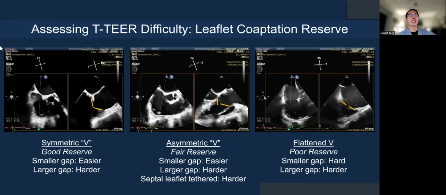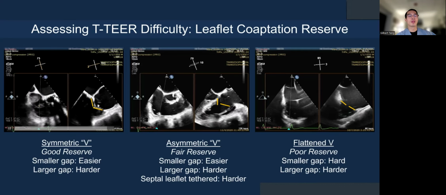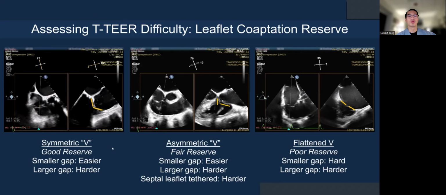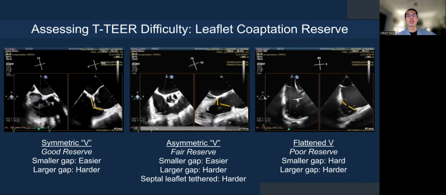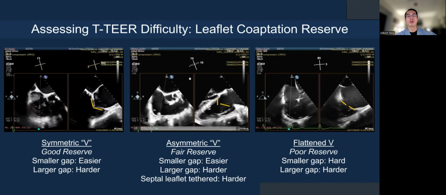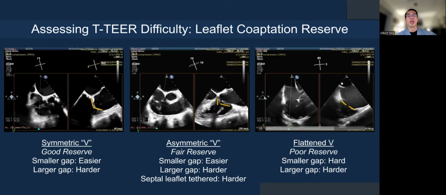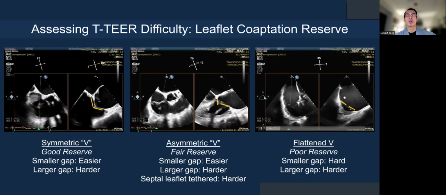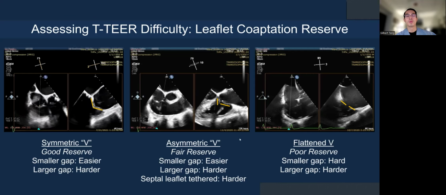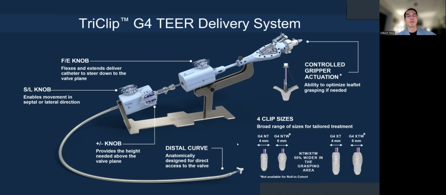So on the left side, you can see the leaflets are well coapted in terms of reserve, so you'll likely be able to do the procedure relatively easily to grasp the leaflets. But if they're asymmetrical, you might have a tougher time doing the septal leaflet because it's tethered. And if the leaflets are flat like that, it's going to be extremely challenging, and you likely have to independently grasp the leaflets to be able to bring them closer together.